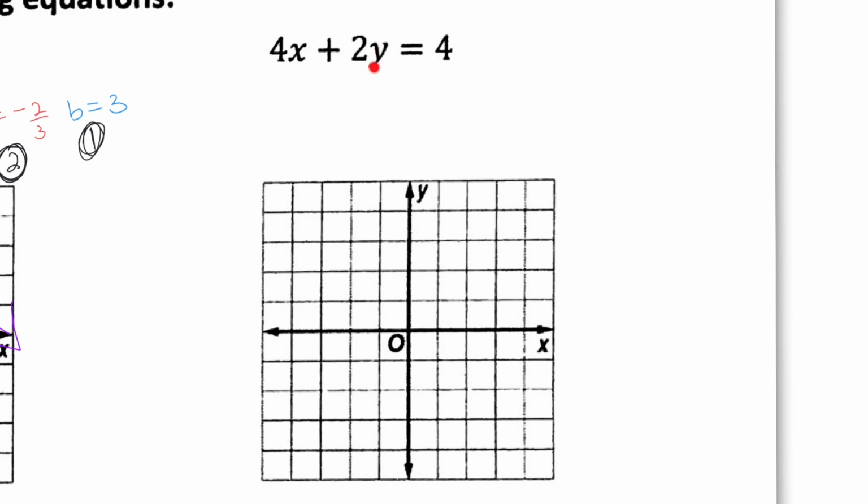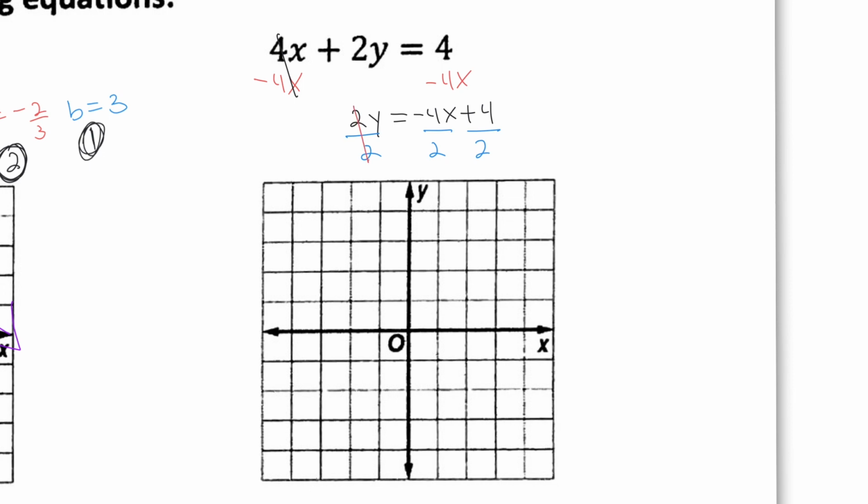So I need this by itself. I'm going to subtract -4x from both sides because I need to get that x by itself. I mean the y by itself. So +2y equals -4x plus 4. Notice these are not like terms, so do not combine. Then you guys are going to divide by 2. Whatever you do to one side, you do it to the other side.